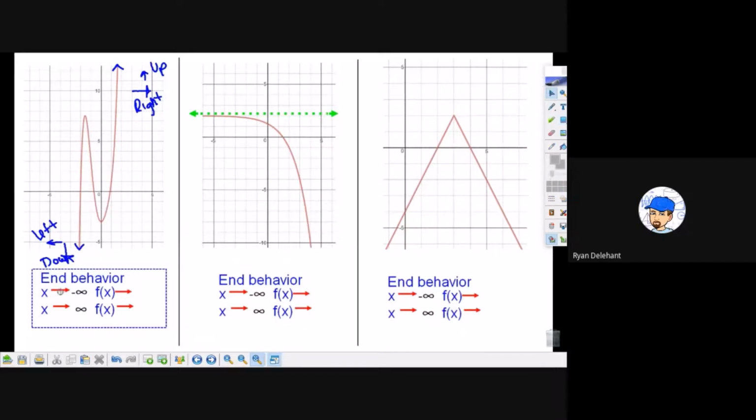So let's look at what this says. This says as x goes to negative infinity. So on the x-axis, which direction is negative infinity? The left or the right? It's the left. As we go this way, x's become more and more negative, eventually to infinity. So when we said left, what we're really saying is x goes to negative infinity.